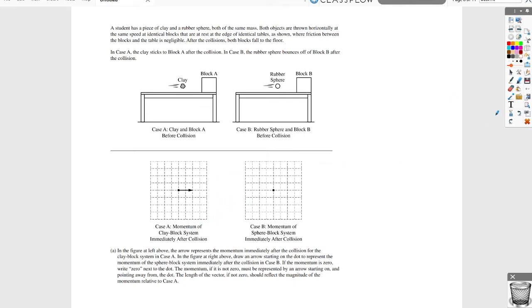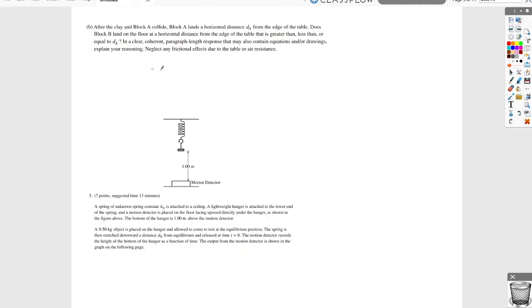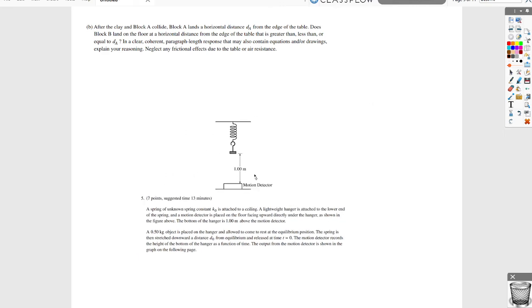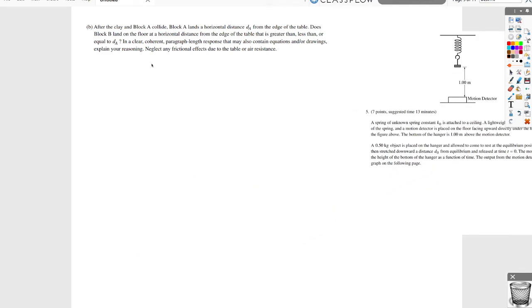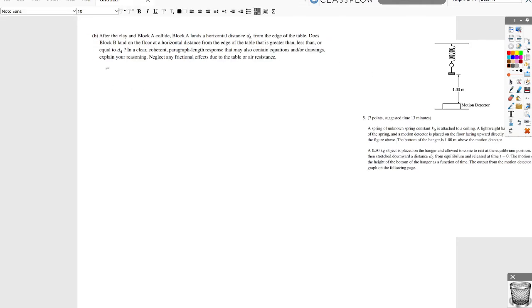It is not 0. It is the same momentum. Absolutely the same momentum, because of conservation of momentum. And it's the exact same length as well. So there you go. After the clay and block A collide, block A lands dA. Does block B land a horizontal distance from the edge greater than, less than, or equal to dA? In a clear, coherent paragraph length response that may contain equations and drawings, explain your reasoning.